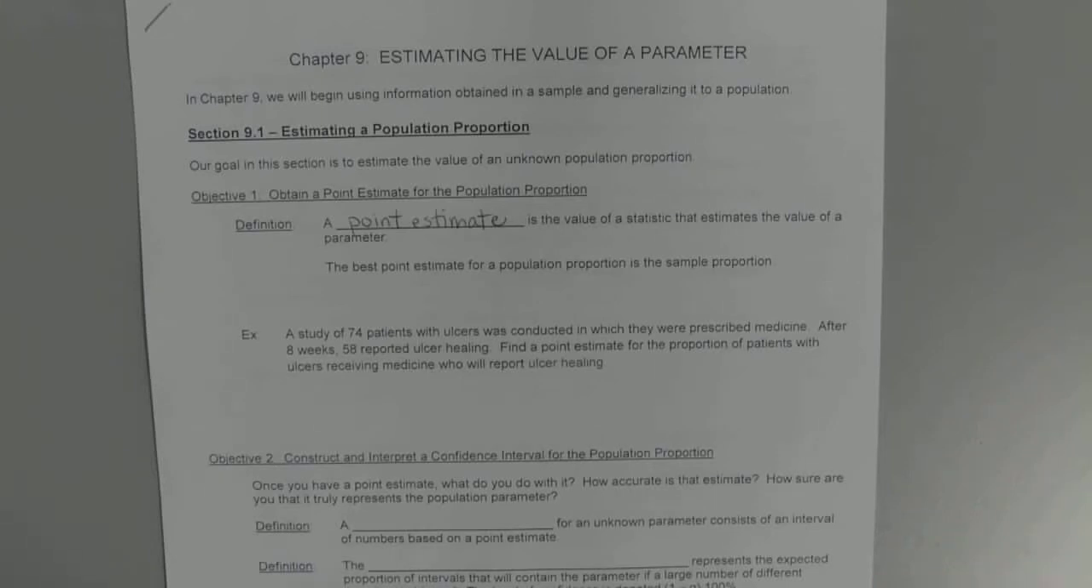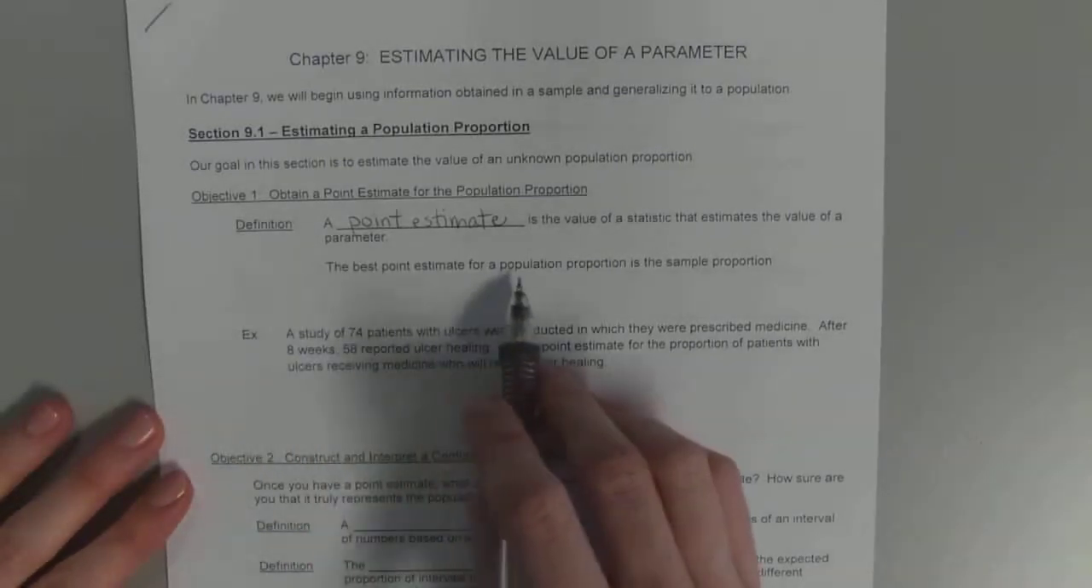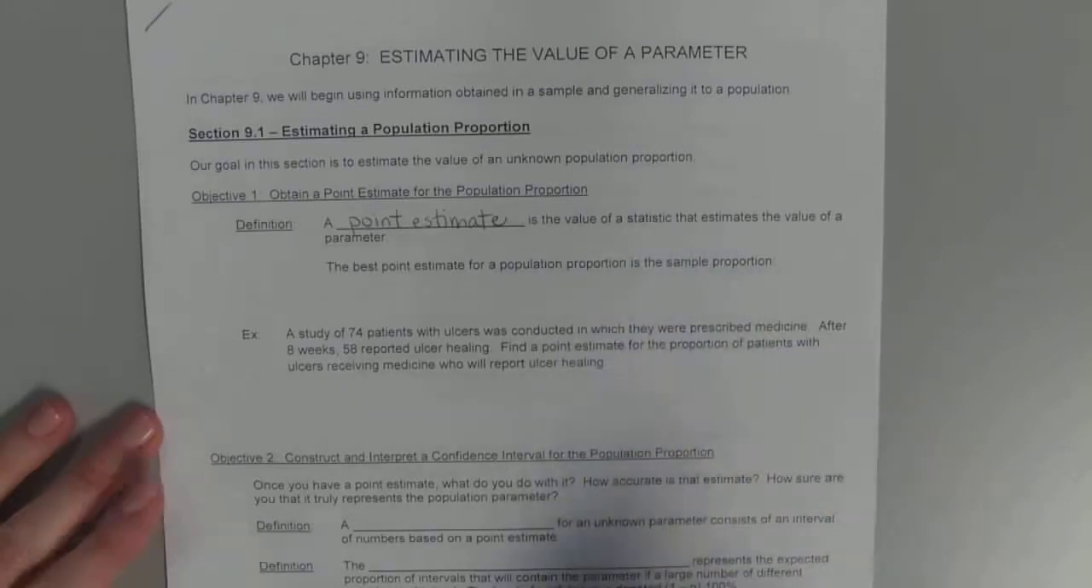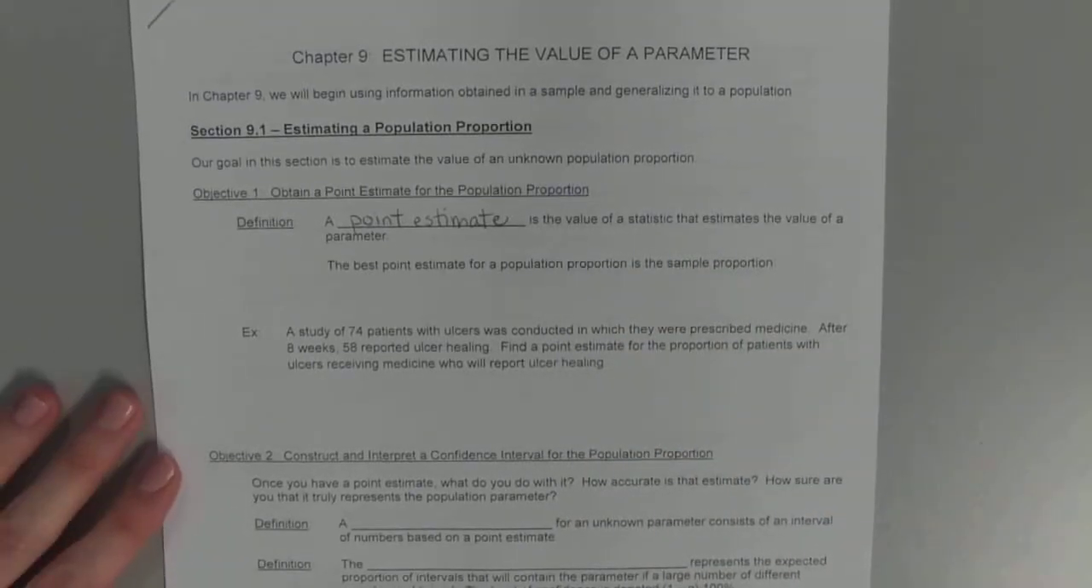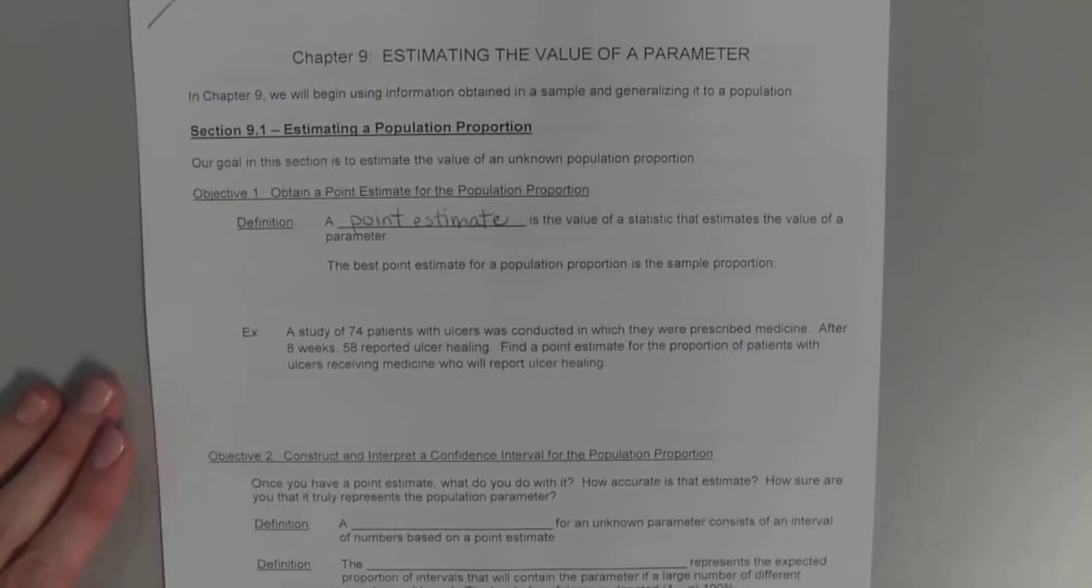Up until now, we've been using point estimates, all right? If we don't know the population proportion, we take a sample and we use a sample proportion and so forth. So in 9.1, we're going to be estimating the population proportion. The best point estimate for a population proportion is the sample proportion. Do you remember what his symbol was? In 8.2, if P stands for your population proportion, who is the sample proportion?